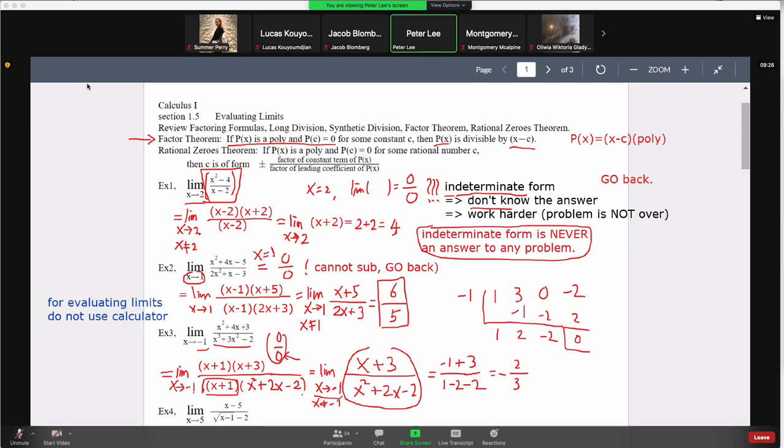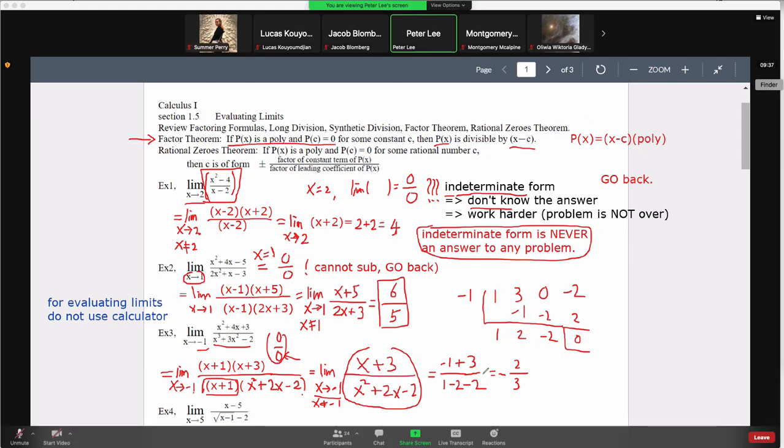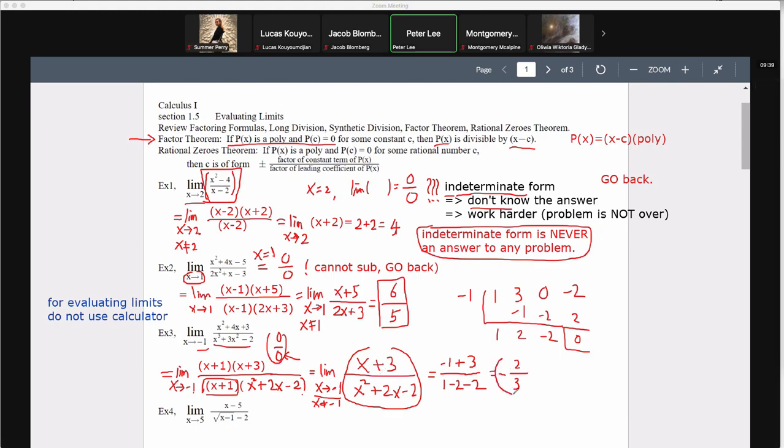Now x equals -1. This time it does not give us anything we don't understand. We actually do get -2/3. That means when x is approaching -1 for this function right here, it will actually get close to this value. So this is now the limit. Even though we said that x is not -1, we plug in anyway, and when you plug in anyway, you get that number. In fact, that's the number that this function will really approach.